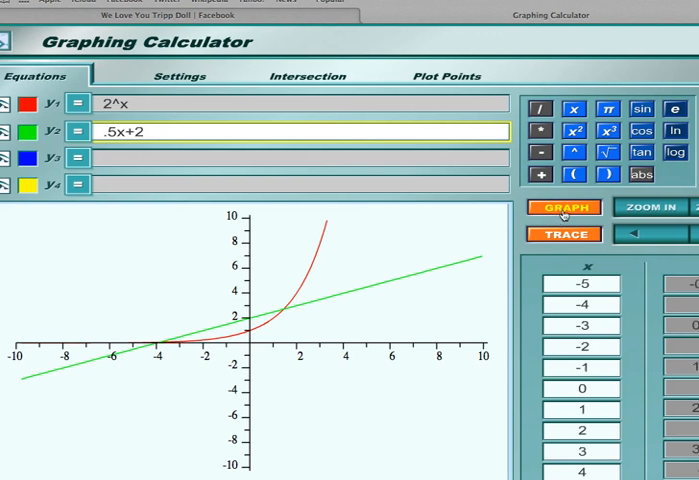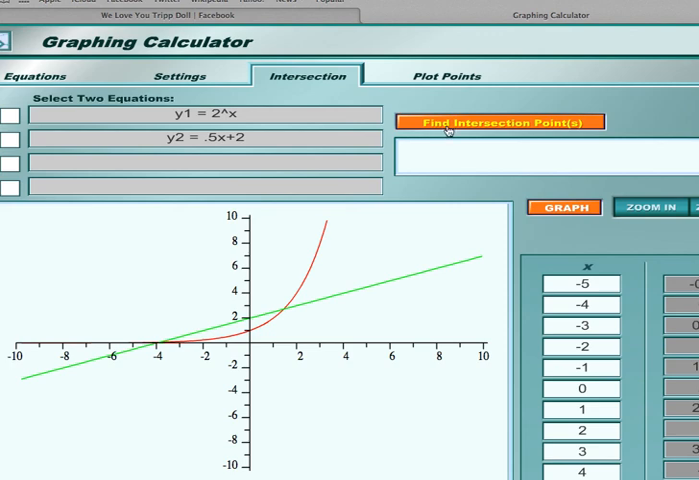So 0.5x plus 2, and then we can graph that. And then this graphing calculator here shows intersections, so you can see that our graph looked pretty much the same as the one on here, and we can graph the intersection, so find intersection points for both the equations. And remember, we only care about the x value, and so it was negative 3.88 and 1.44.